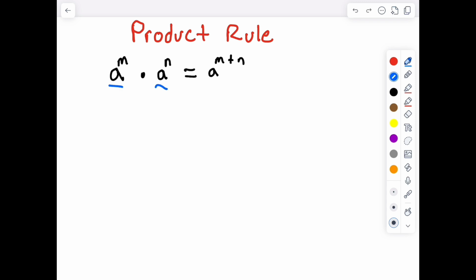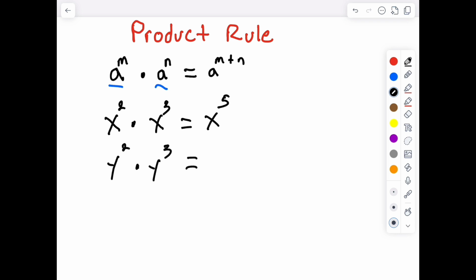The product rule means if you're multiplying numbers with the same base, whether it's a number or a variable, just add the exponents. For example, if you had x squared times x cubed, that will equal x to the fifth. If you had y squared times y cubed, that will be y to the fifth. So you're multiplying the same base, and you simply add the exponents.